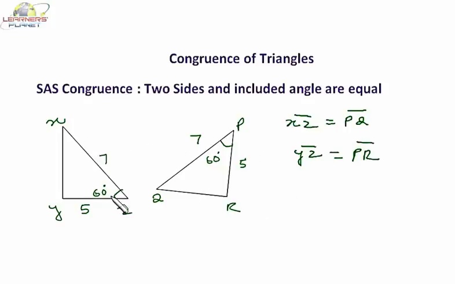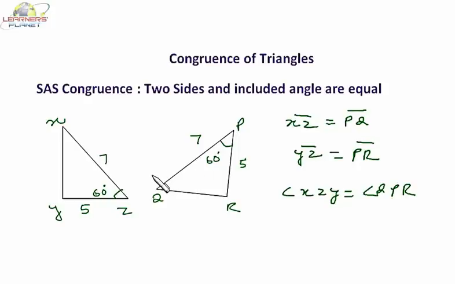Now the included angle between these two sides, that is XZ and YZ, is 60 degree, and in this case also the included angle of these two sides, that is PQ and PR, is also 60 degree. So I just can write angle XZY is equal to angle QPR. So these three conditions, if they are fulfilled, these two triangles can be called as congruent.